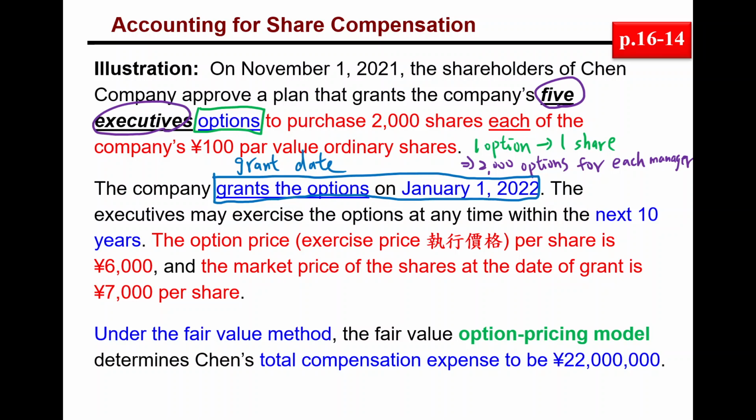Managers may exercise the options anytime within the next 10 years. So when is the expire date? 10 years, right? Which date is your expire date? After 10 years, it should be January 1st, 2032. That should be your expire date.